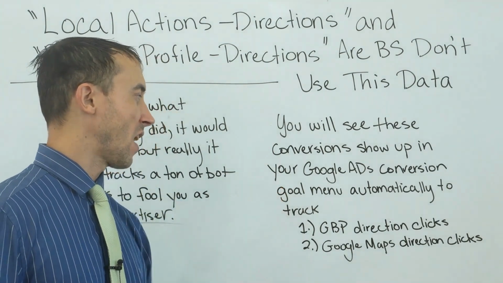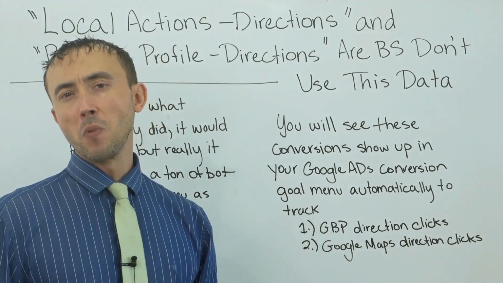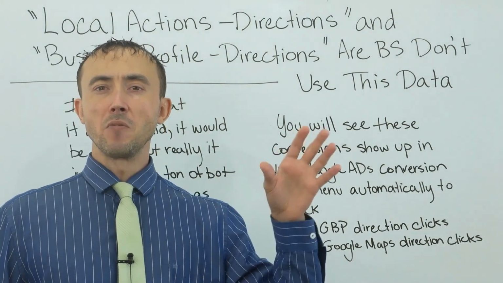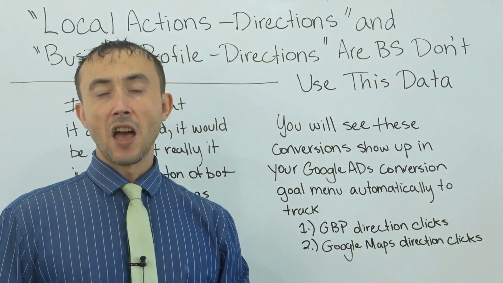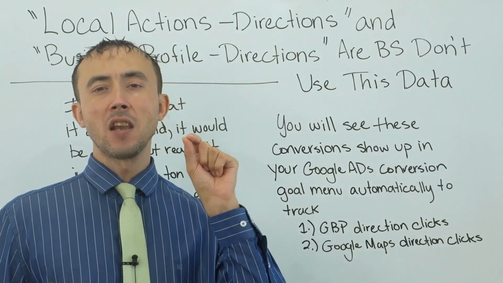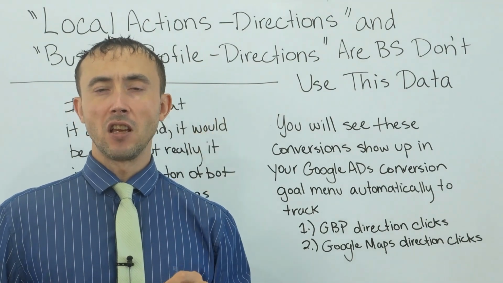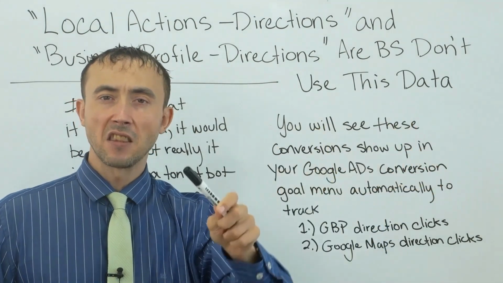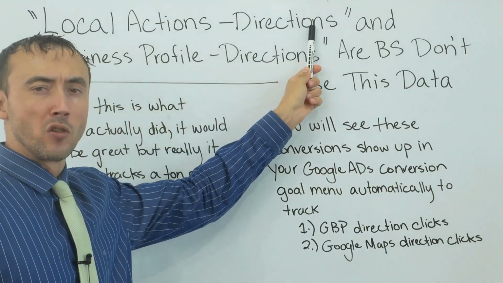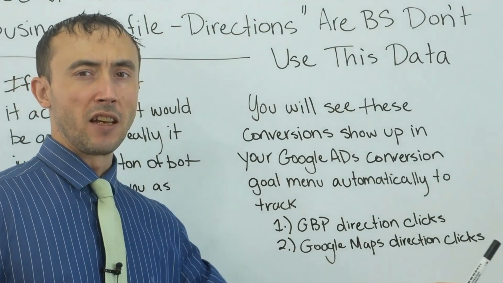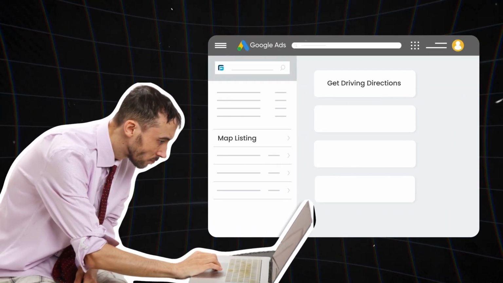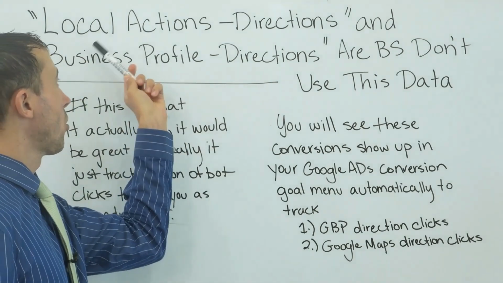Now, what these two things track is people who click the Get Directions button on a Google business profile. And when I say Google business profile, I mean, naturally, when you type in your business name, what shows up on the right-hand side of Google. With that, you can actually click on Get Driving Directions, and that exact thing is what the business profile directions conversion goal is supposed to track. The local action directions conversion goal is supposed to track Google Maps direction clicks. On Google Maps itself, if you're looking for something or in that Google 3-pack and you click on the maps listing and then click Get Driving Directions, that's specifically what local action directions is supposed to track.